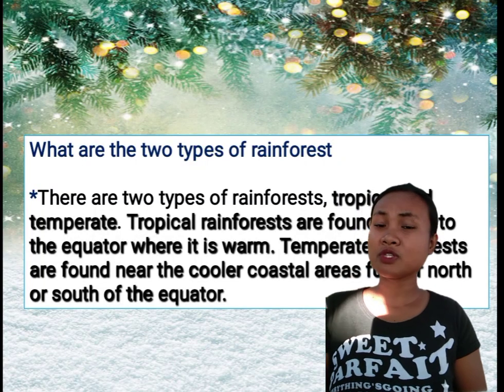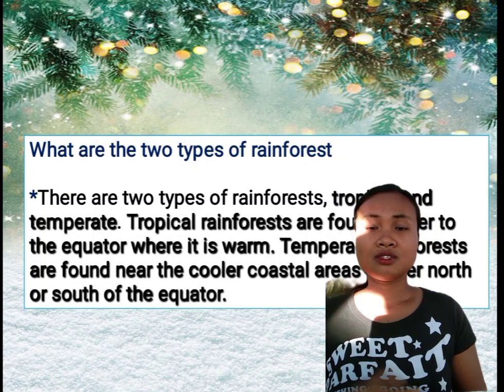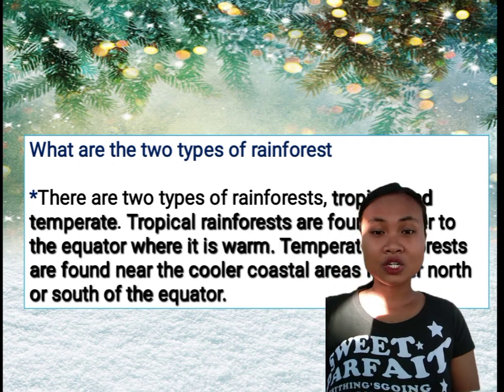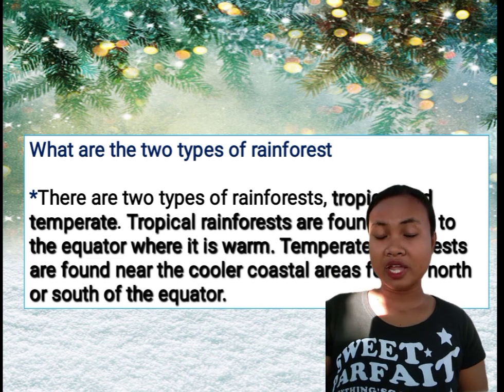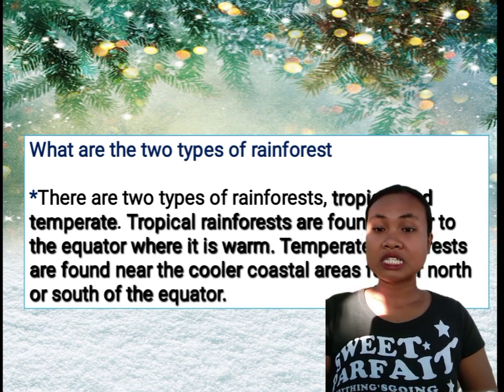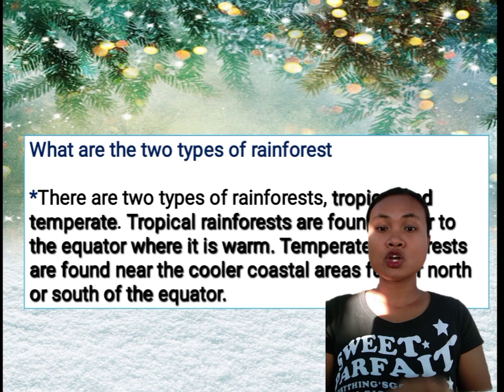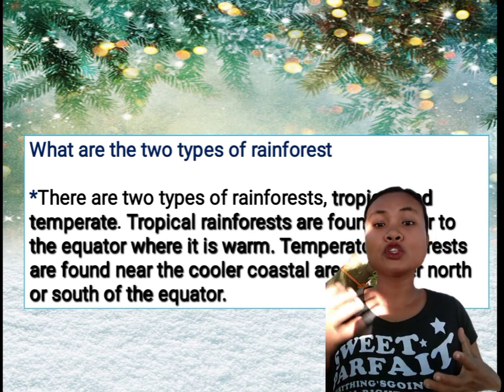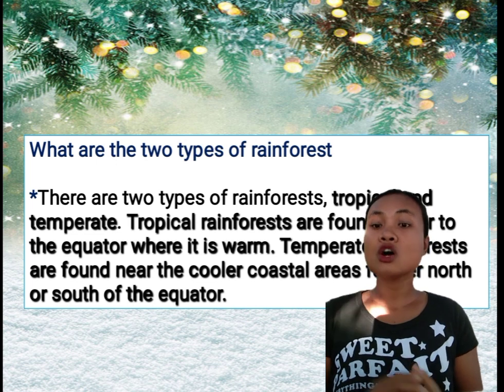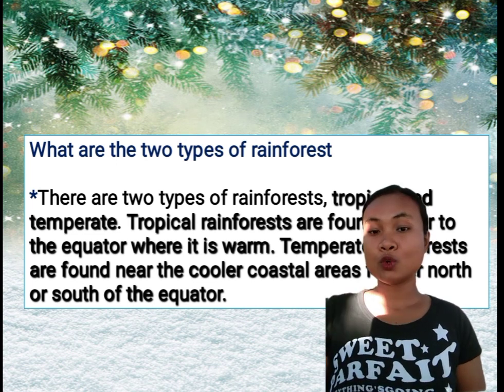So what are the two types of rainforests? I told you a while ago the two types of rainforest are the tropical and the temperate. Tropical rainforests are found closer to the equator where it is warm. Temperate rainforests are found near the colder coastal areas further north or south of the equator.